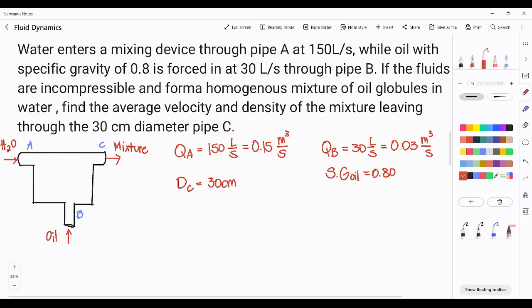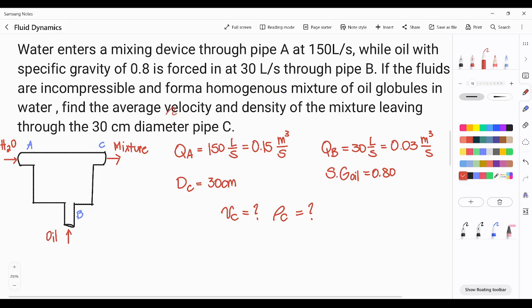So, meron daw tayong mixing device kung saan sa pipe A may pumasok na water at sa pipe B may pumasok na oil. So, hinahanap yung velocity sa pipe C. So, the velocity at pipe C and the density of the mixture, sabihin na rin natin the density at C. So, that is our missing values or variables for this problem. So, how will we solve this problem?